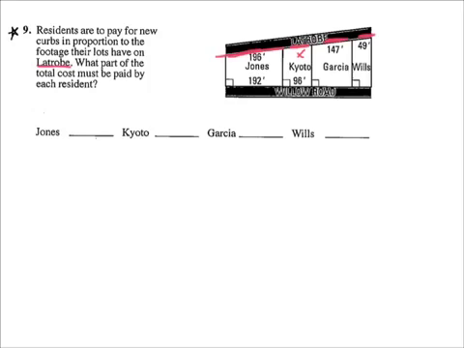So I would say 196 divided by 192 equals X over 96. And that should come out to be 98, I believe. So this guy here, Kyoto, is responsible for 98 feet of the curb.